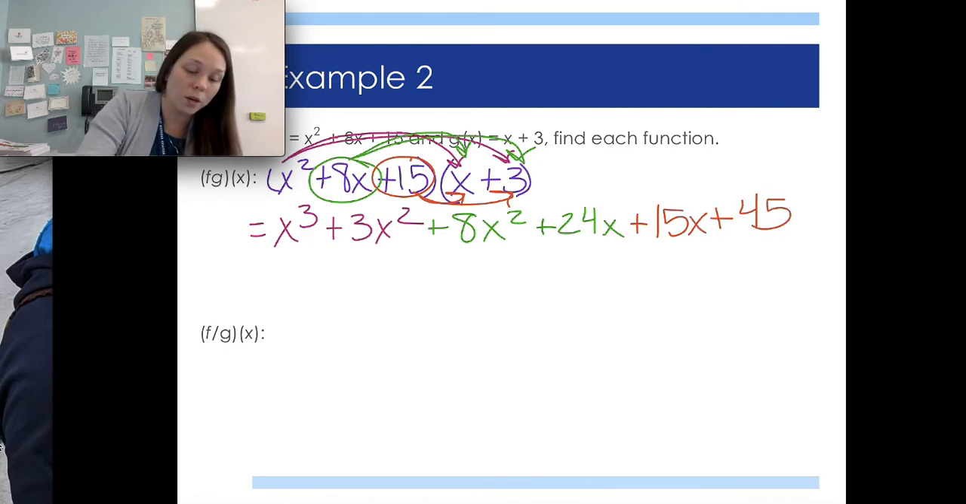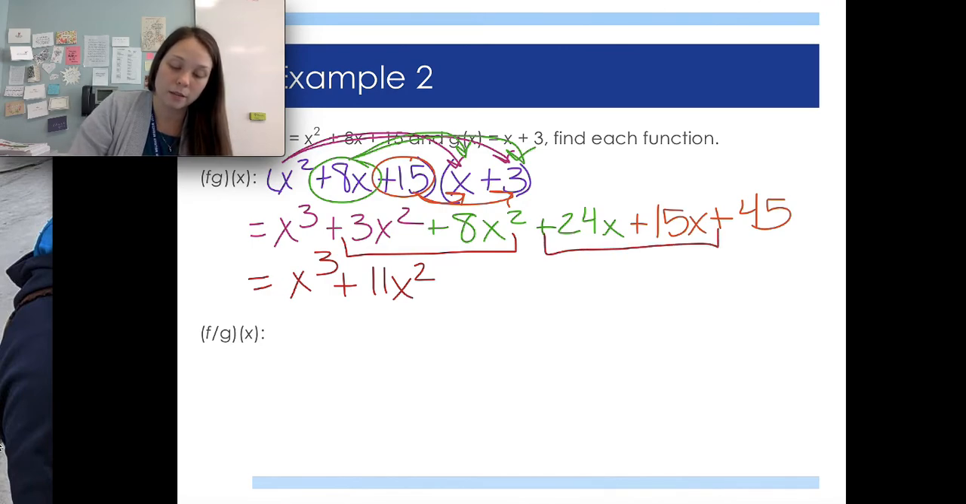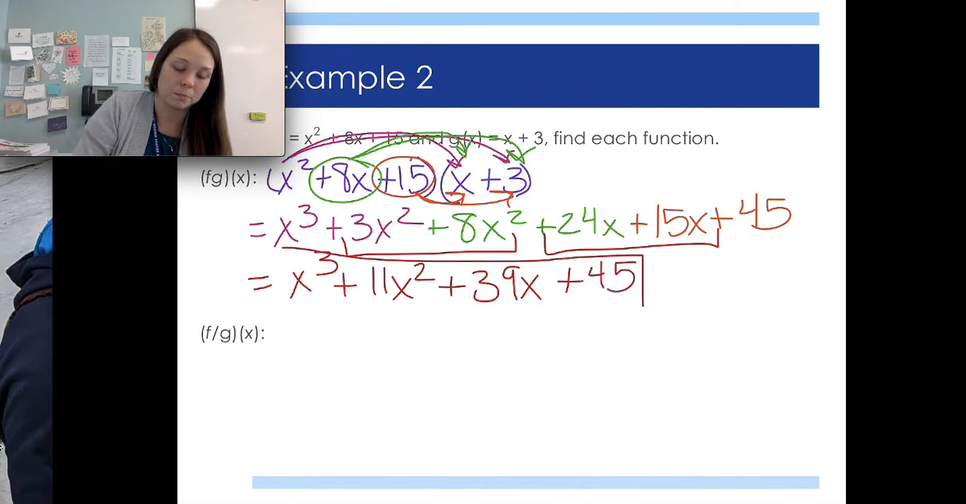From here, I'm going to combine any like terms I can find. There's only one x cubed term, so it stays as is. 3x squared and 8x squared is 11x squared. 24x and 15x is 39x, and then plus 45 because there's nothing to combine with.